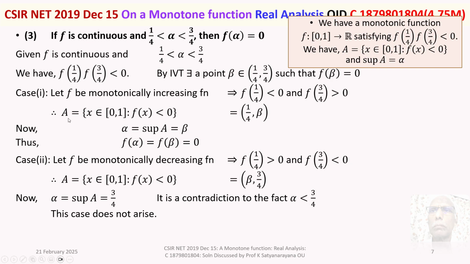So, we have only one case. In that, we have already proved f of alpha is equal to 0. Thus, f of alpha is equal to 0. Thus, we have proved option 3. Therefore, option 3 is true. So far, option 4 and option 3 are true.